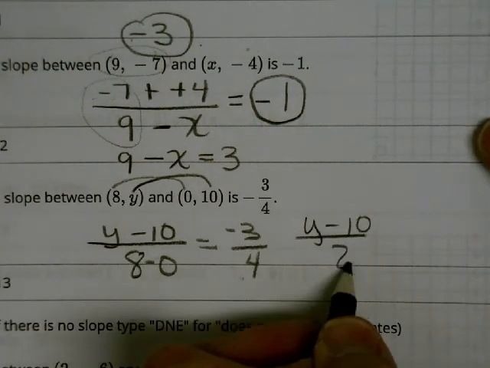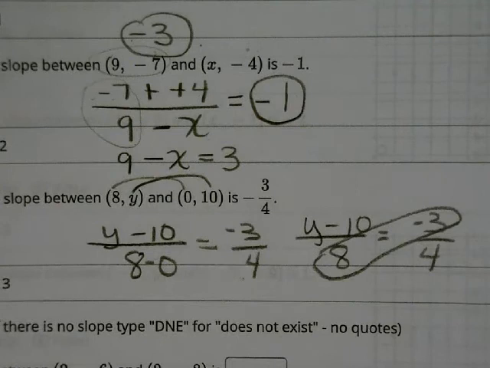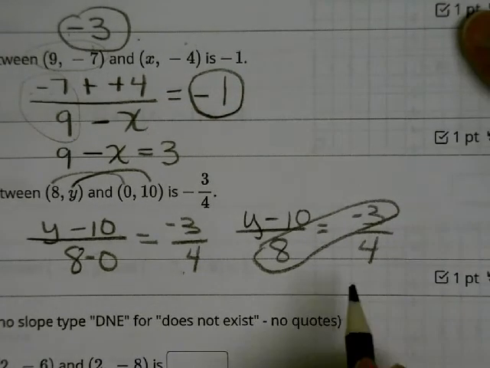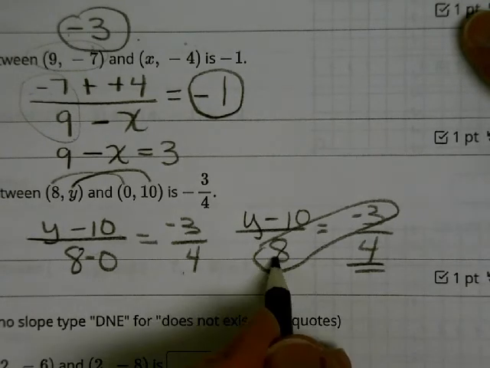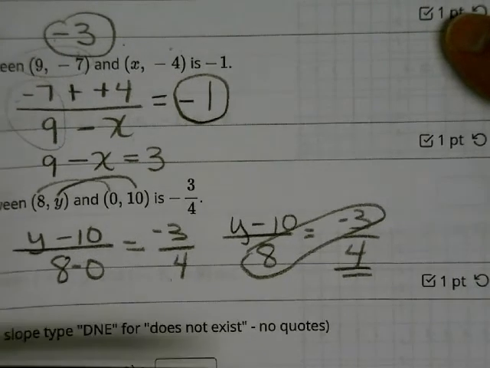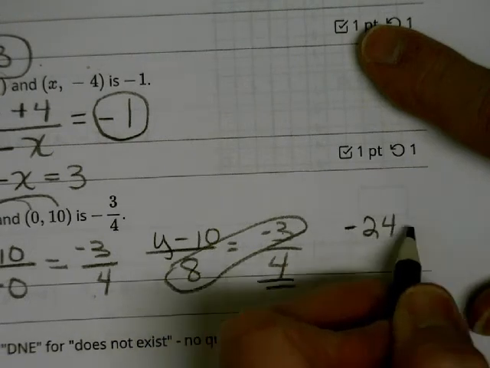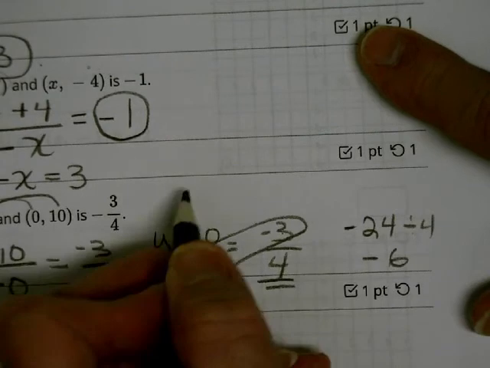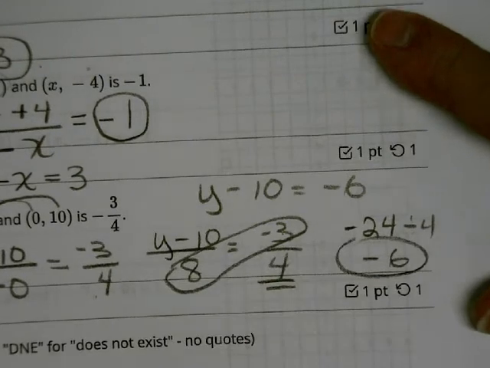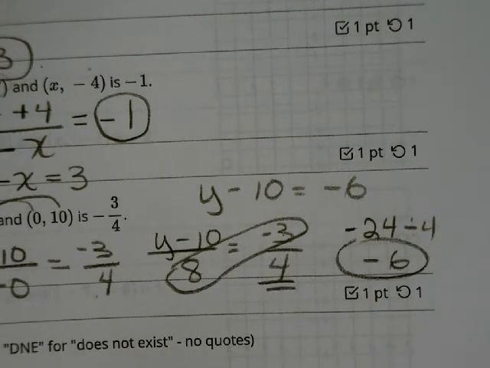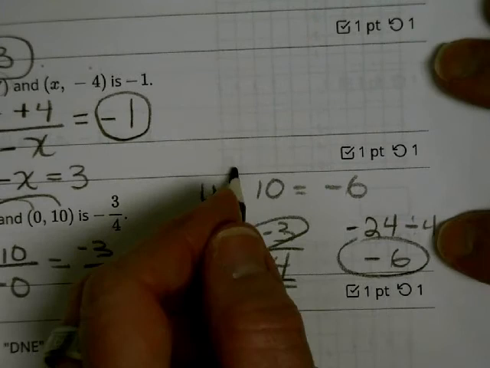Okay, y minus 10 over 8 minus 0, which is 8, equals -3 over 4. Do you remember multiplying the loop and dividing by the outside? That's a -24 divided by 4. -24 divided by 4, yep, is a -6. That's what y minus 10 equals. The top has got to be a -6. And that makes sense. -6 over 8 reduces to -3 over 4.